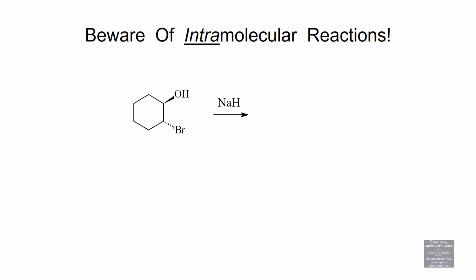Up next, beware of intramolecular reactions. So I'm adding NaH to this thing. This is a secondary alkyl halide substrate, and NaH is Na plus and H minus. Sodium hydride, Na plus, H minus. That's an anionic thing. But H minus is not usually an attacker if there's a hydrogen to react with.